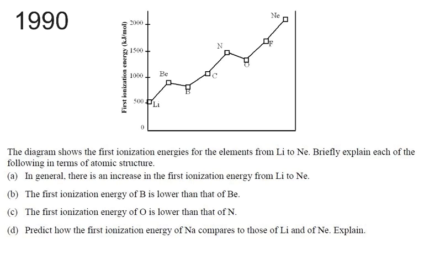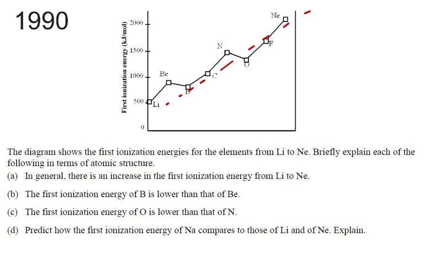The overall question says, this diagram up here shows the first ionization energies for the elements from lithium to neon. So explain a couple of these ideas in terms of atomic structure. In general, there's an increase in the first ionization energy from lithium to neon. So as you go across, you can see that this goes up and up and up.